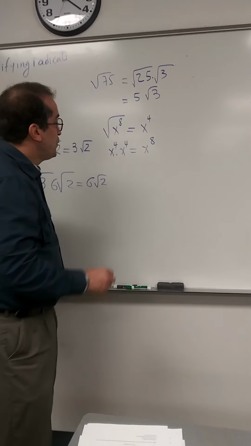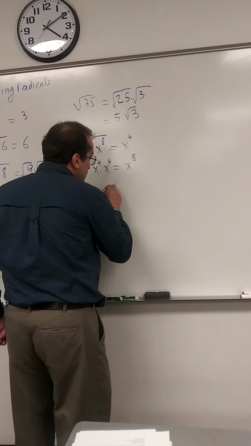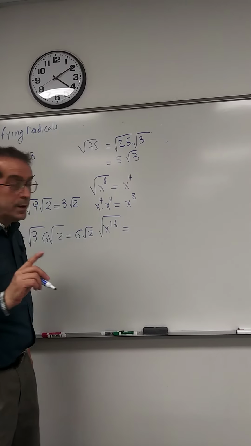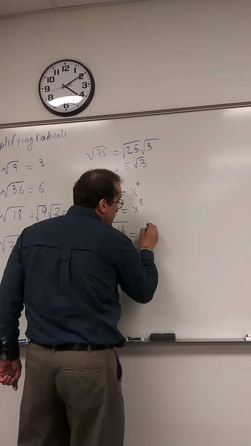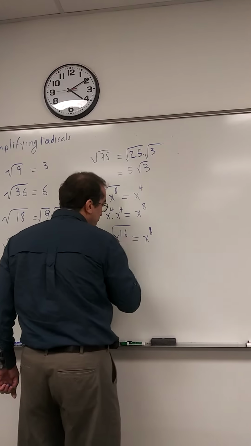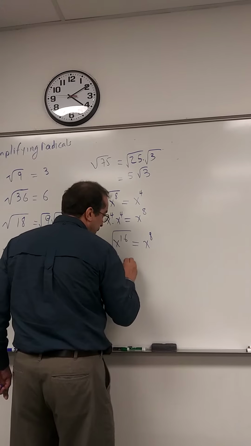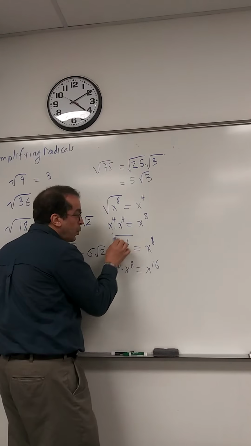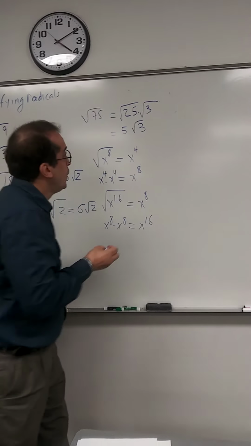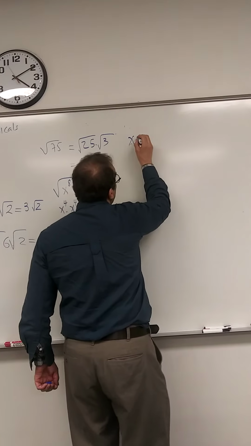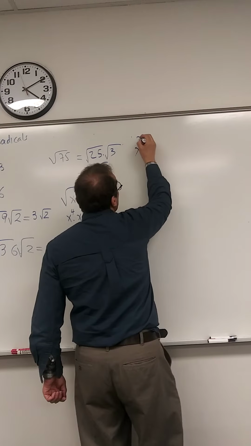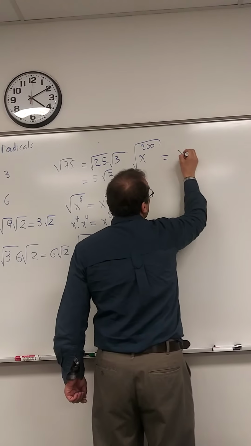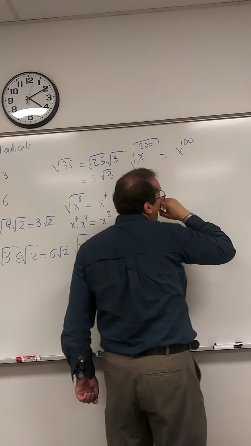Okay. If you have something like x to the 16th, the answer is not x to the 4th. The answer is x to the 8th. Because x to the 8th times x to the 8th will give you x to the 16th. So you always divide the exponent by 2. Here's another one, x to the power 200. The square root is going to be x to the power 100.